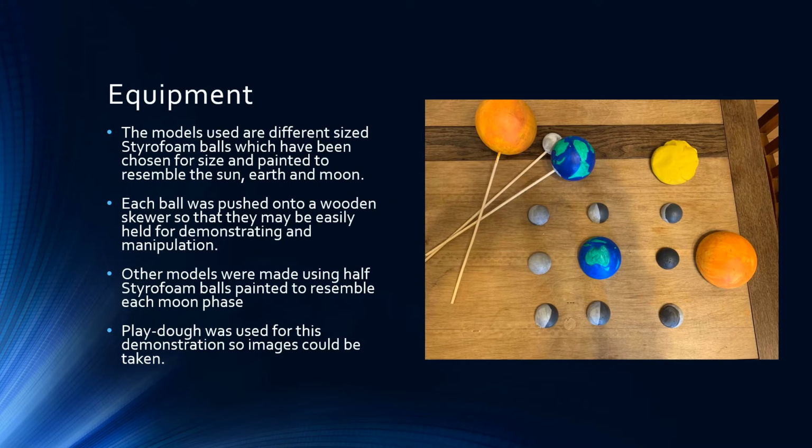The equipment used for this investigation was styrofoam balls on skewers that I painted to look like the Earth, Sun and Moon. I also, as I just noted, made a separate model using half styrofoam balls and painted the 8 phases of the moon on each. The Sun and Earth remain constant in this to show the positions of the Earth and Moon in relation to it. I used Play-Doh to hold the models while I photographed the different alignments.